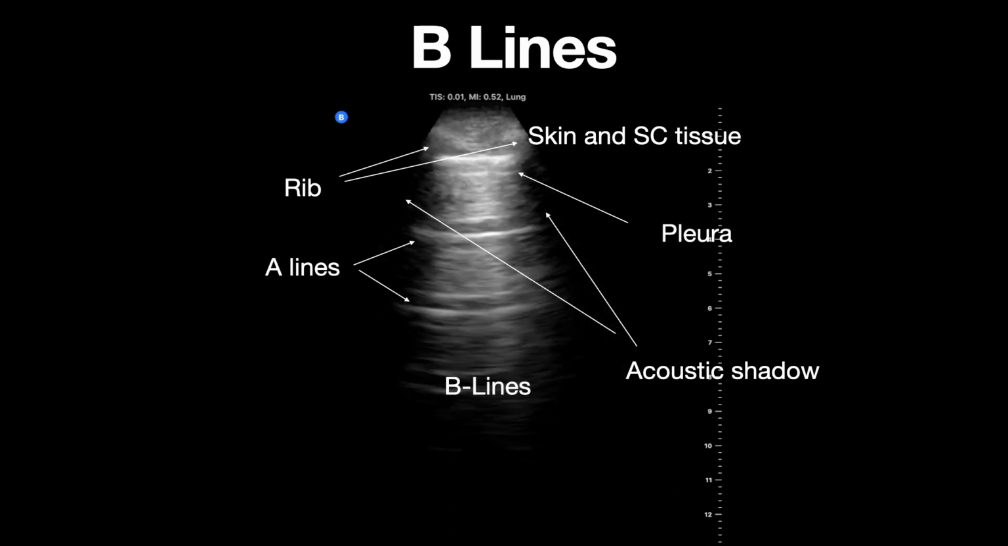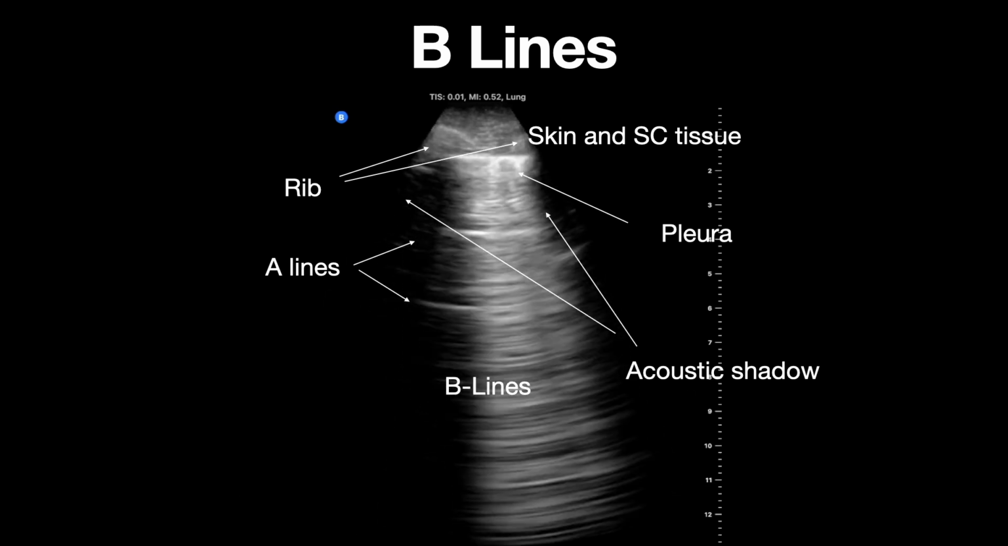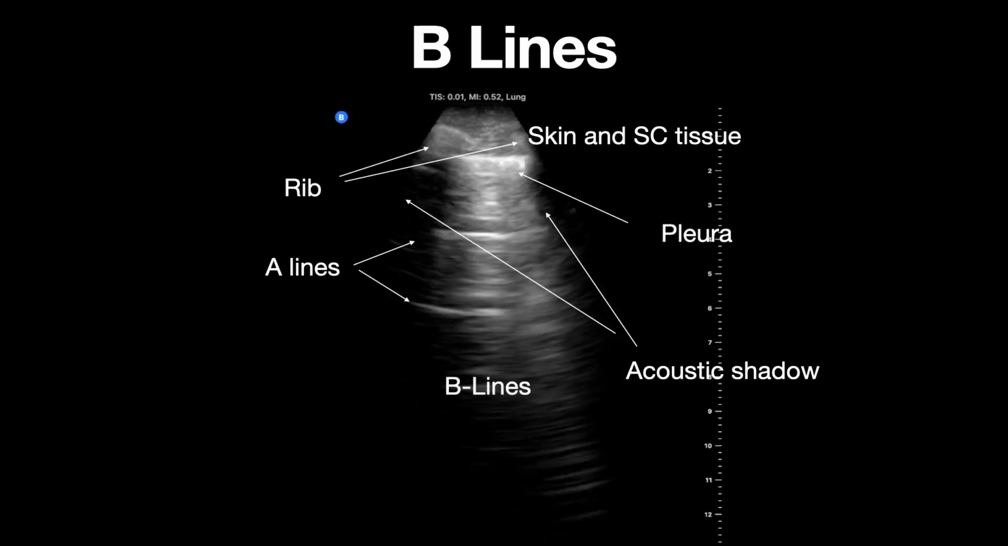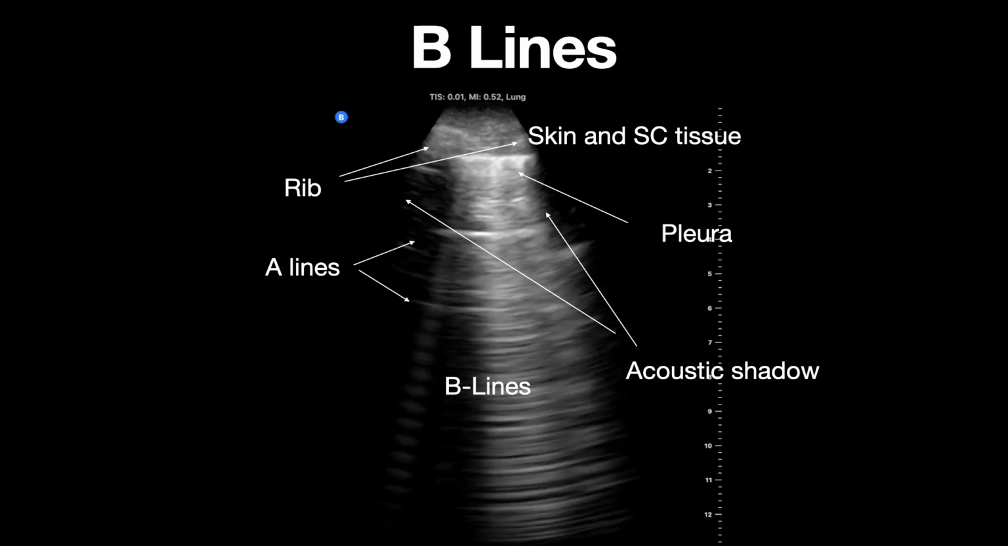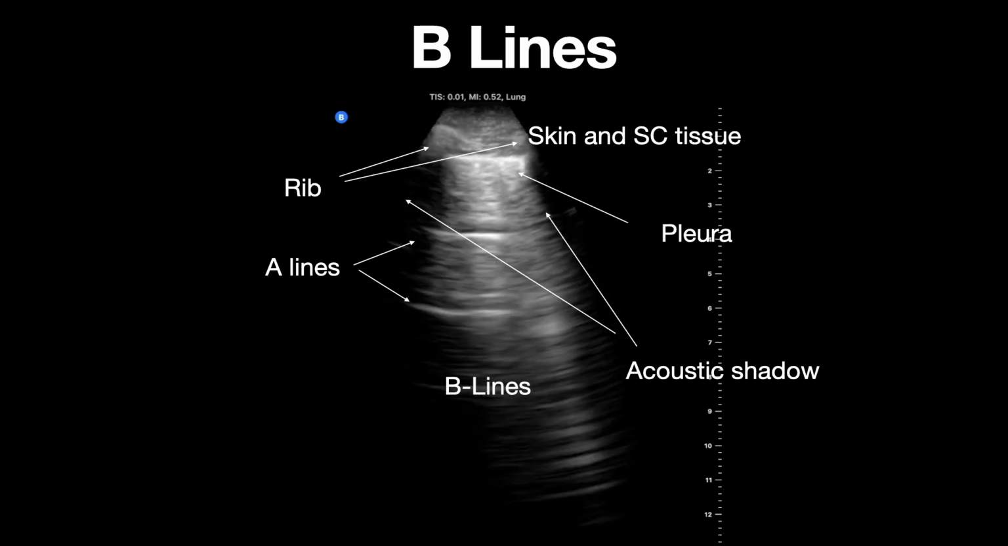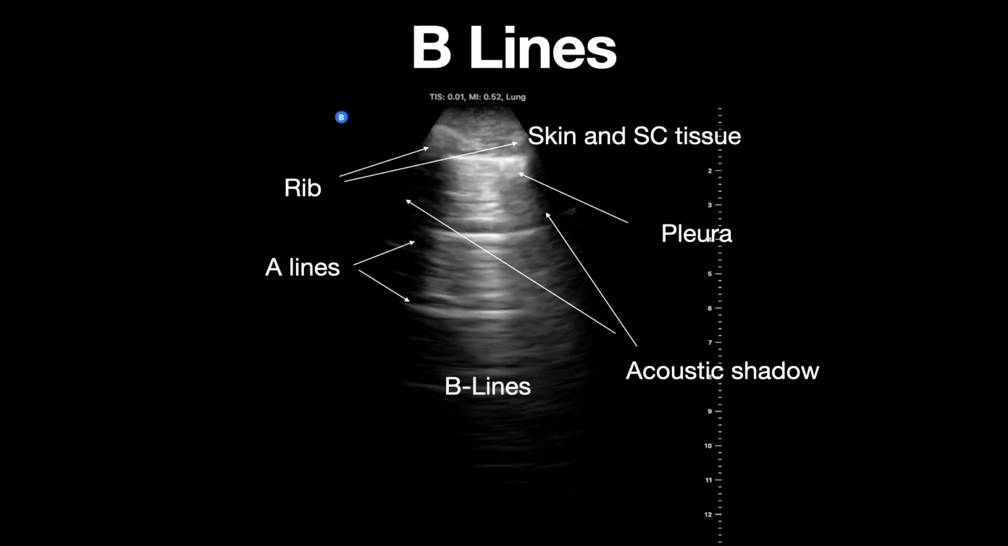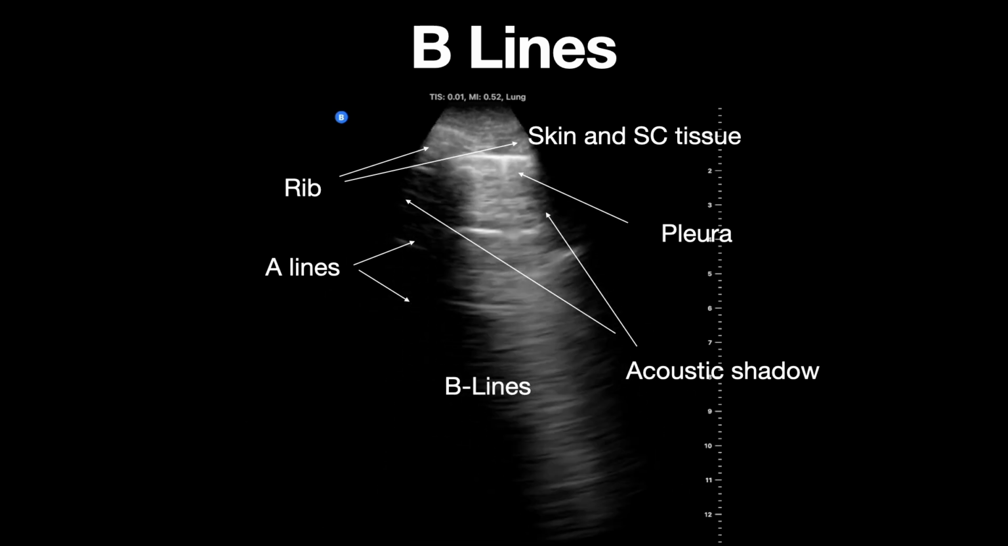And then we see an artifact that looks like a line. These artifacts are called comet tails, and in the lung are called B lines. They are usually associated with pulmonary edema. However, they can be seen in other conditions.